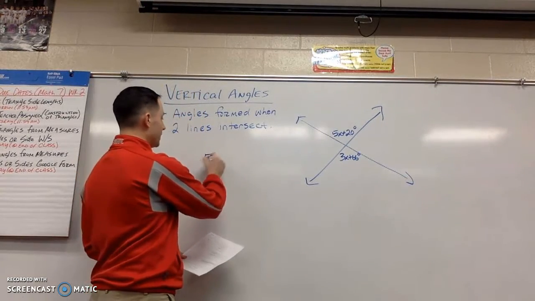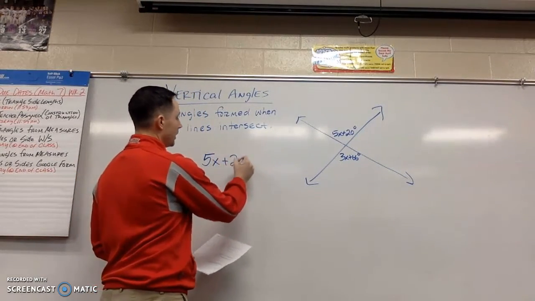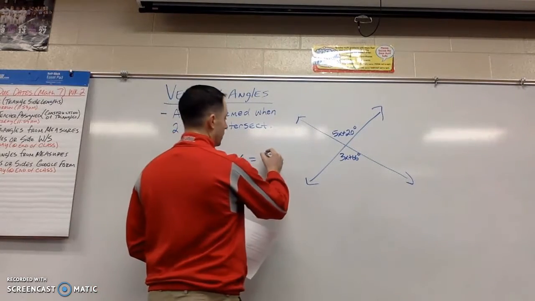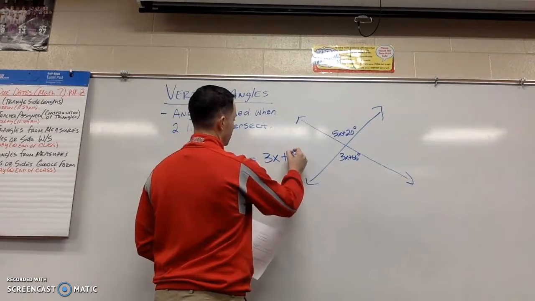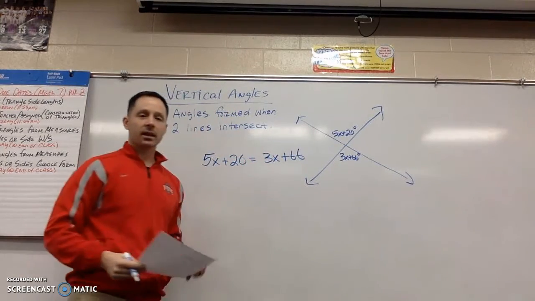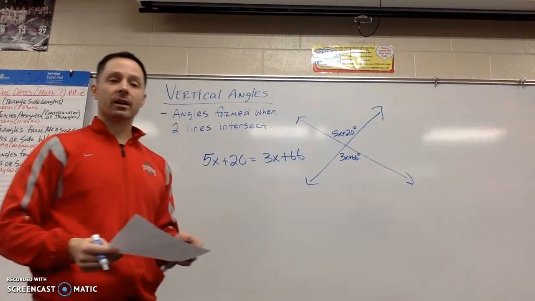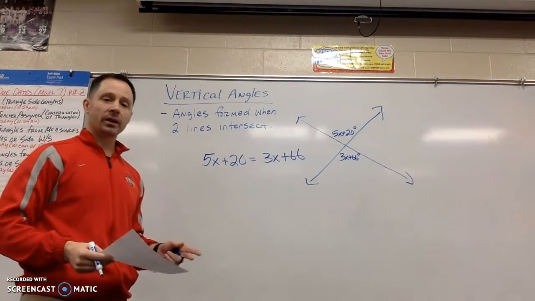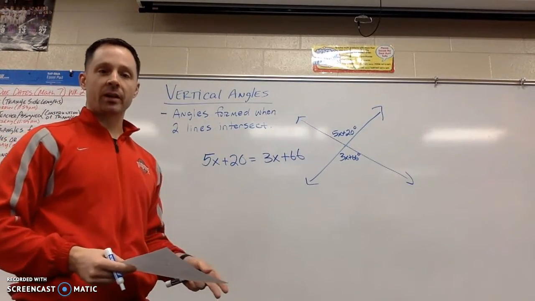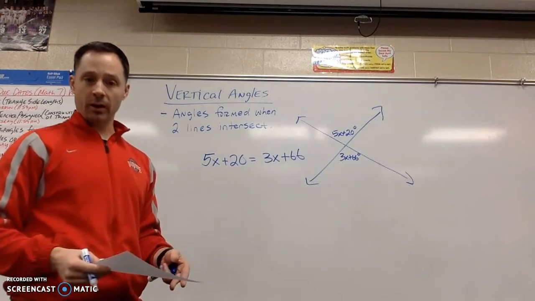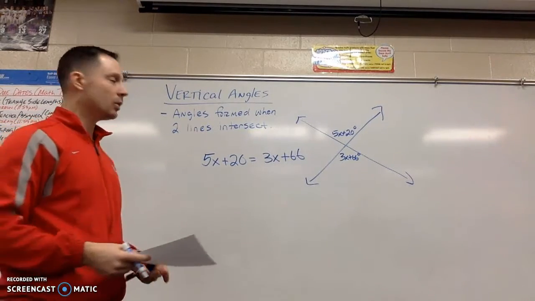So we got 5x plus 20 equals 3x plus 66. Everybody should be able to do that. All I did was take my two expressions and set them equal to each other. I didn't do anything crazy, just put an equal sign to make it an equation between the two expressions, because they are vertical angles, so I know they're going to be equal.